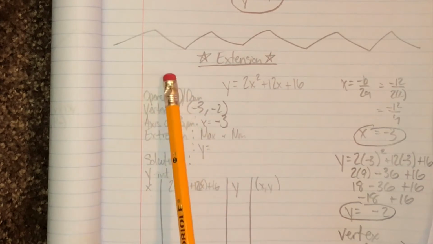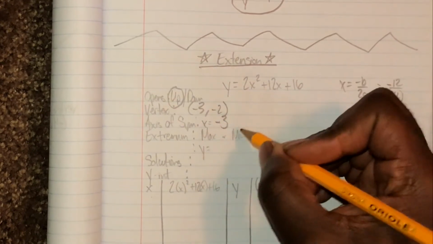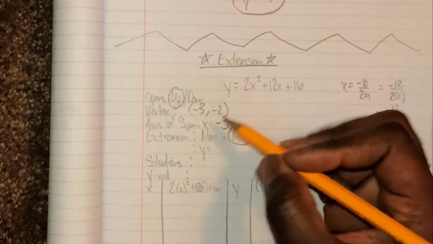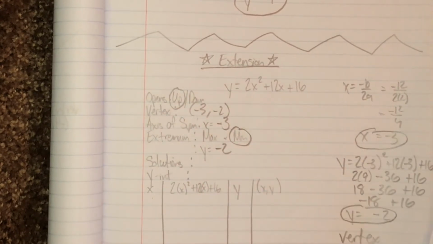Well, if it opens up, that means all of the values are going up. So my vertex represents my minimum, because it's going to be at the bottom. That is my lowest point of information. My lowest value in this particular case is going to be my y value, which is a negative 2. Negative 3 is the smallest we can put in. Negative 2 is the smallest we're going to get out.